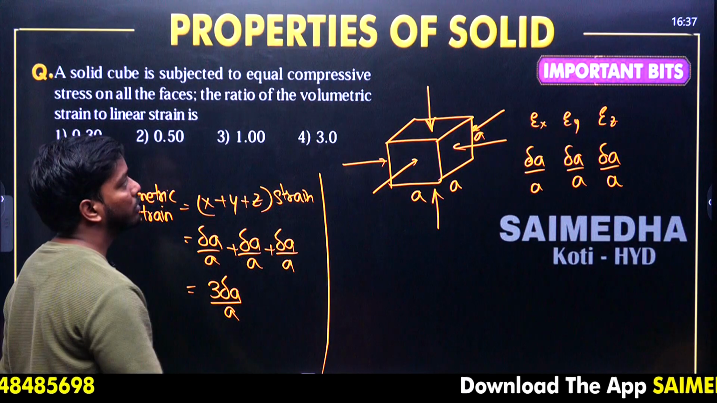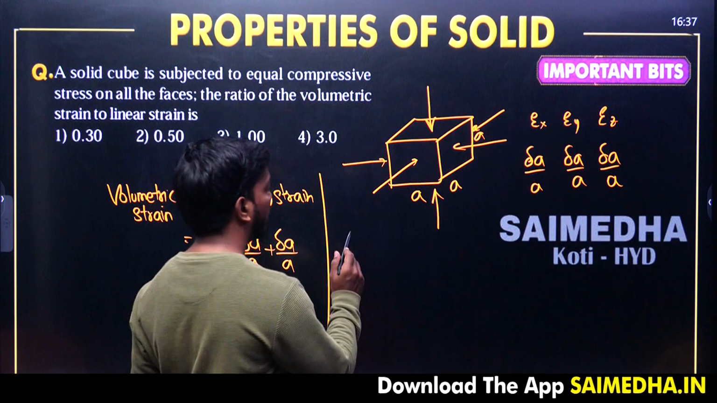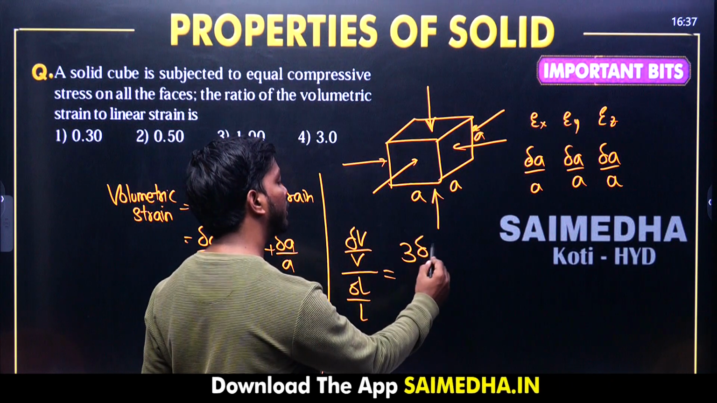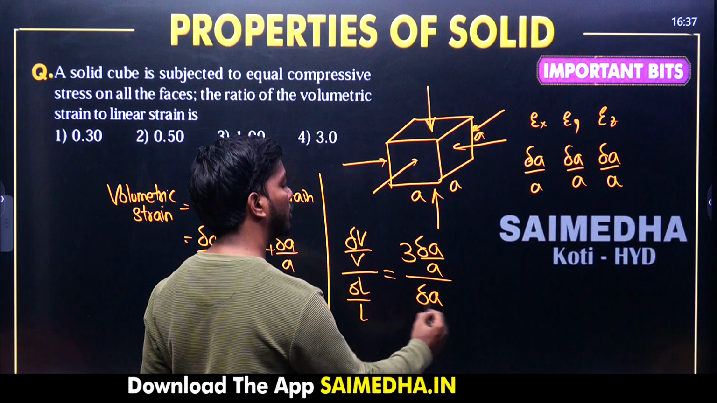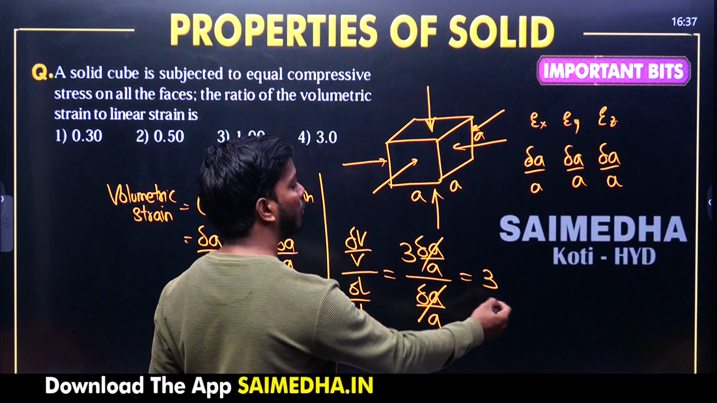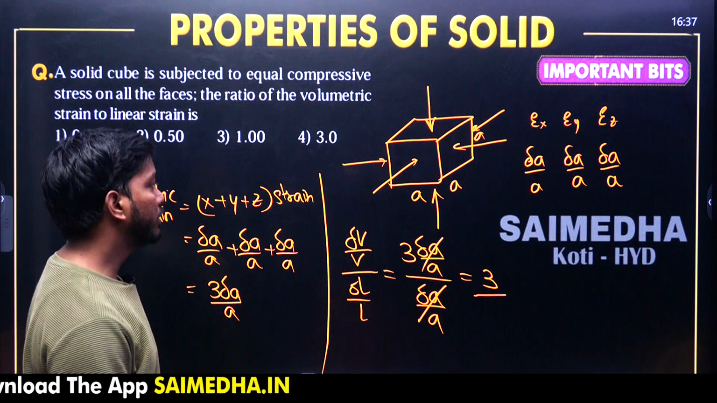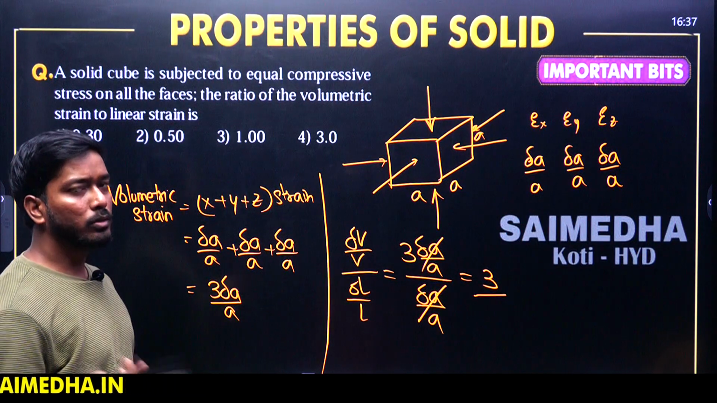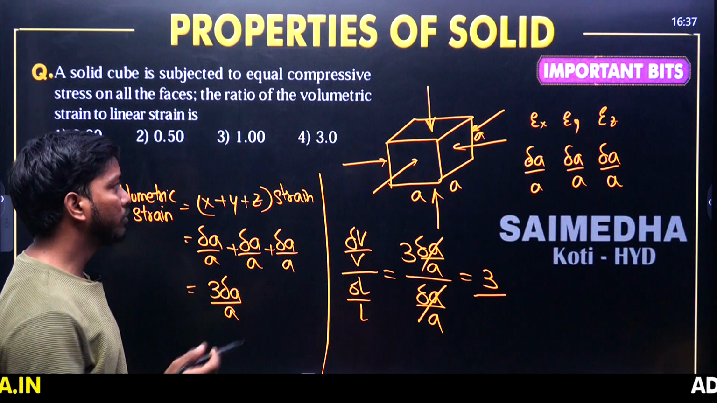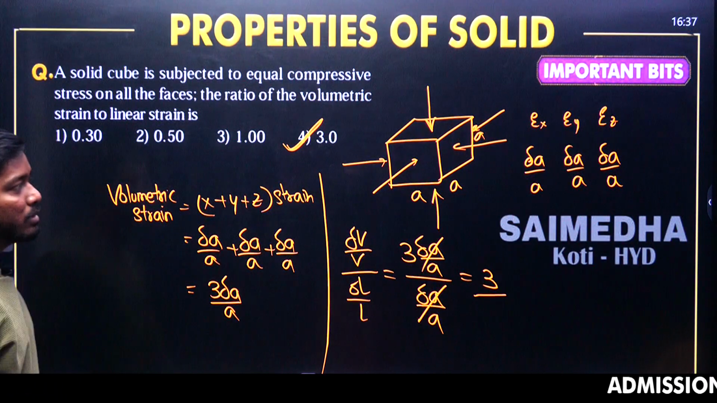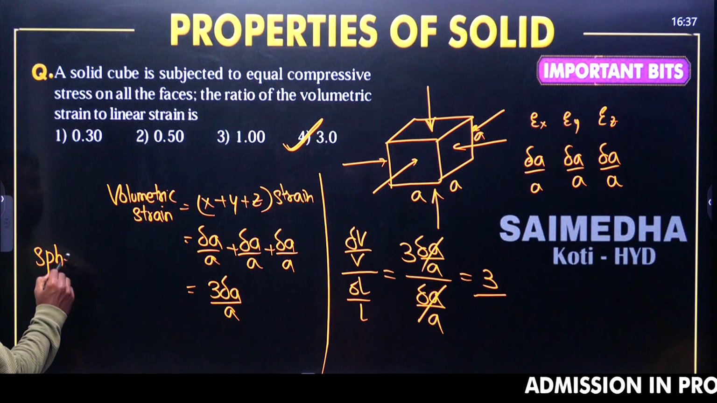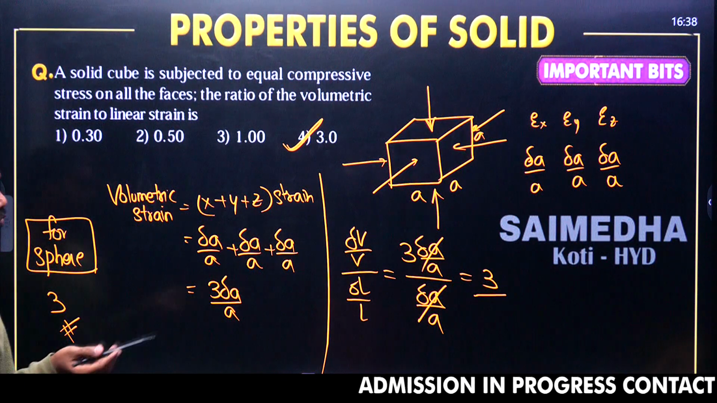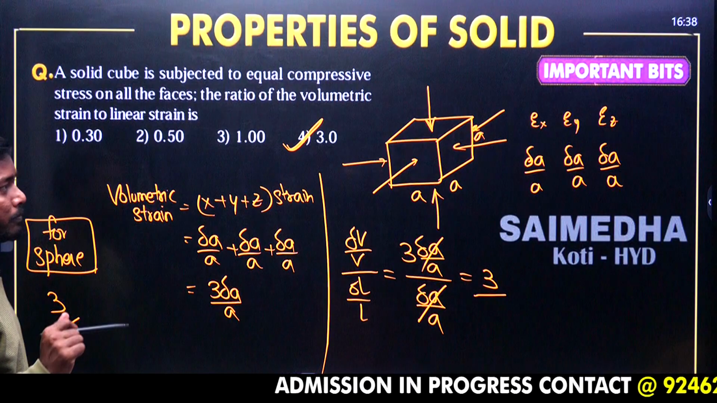The asked question is volumetric strain to linear strain: change in volume by original volume divided by change in length by original length. Change in volume by original volume is 3 times change in A by original A. Linear strain is change in A by original A, so these cancel. The final answer is 3. Volume has 3 times the strain value, while linear is only one length. The same answer applies for a sphere also: change in volume by original volume divided by change in length by original length is 3 again.